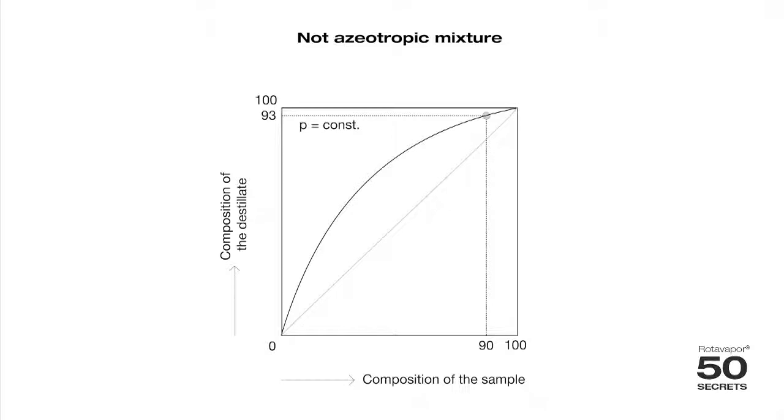Another example is if you have 90% purity in your sample and you distill it, you might only, because of the curve, which is getting tighter on the top, reach 93% purity at the end of the distillation. Let's have a more in-depth look at the bent curve over here. This curve depends on both solvents and on the vapor pressure of both solvents equally.